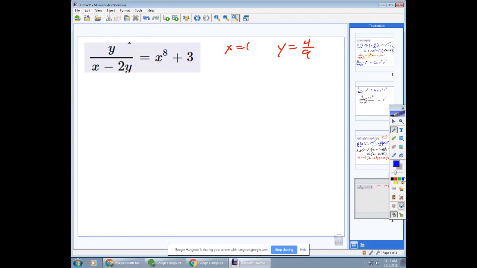So, implicit differentiation. I need to take the derivative with respect to x of this side and the derivative with respect to x of that side. On the left side, I've got to use the quotient rule. So we have low d high, so that's going to give me y times the derivative of the bottom. Oh, no, wait. Low d high, write that backwards. Oops.